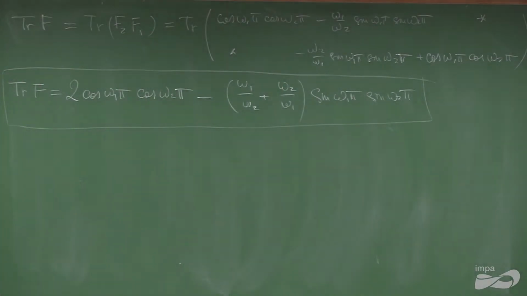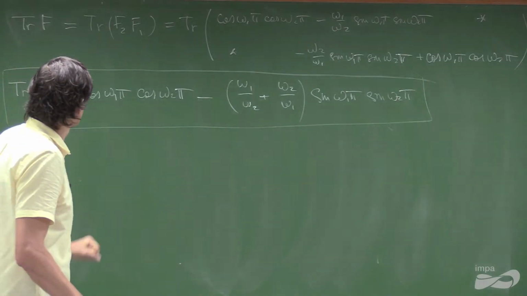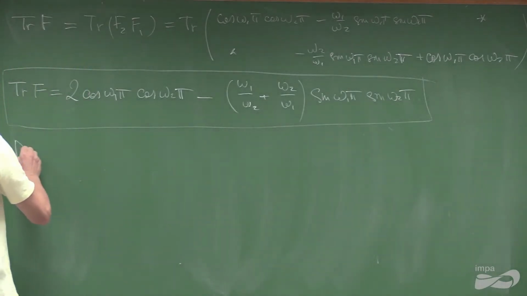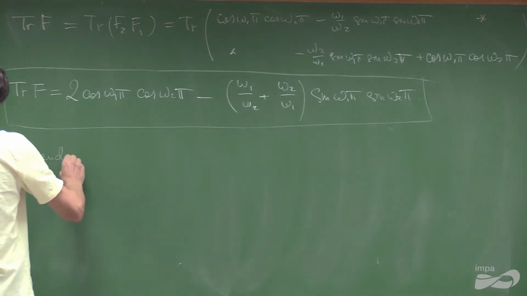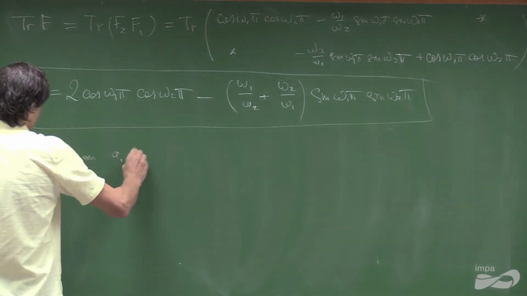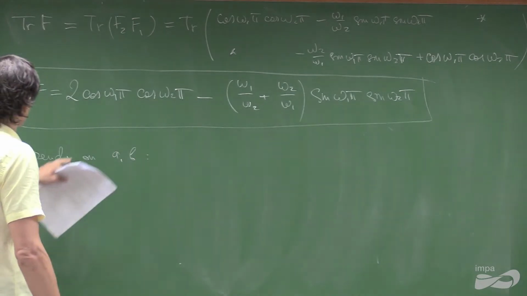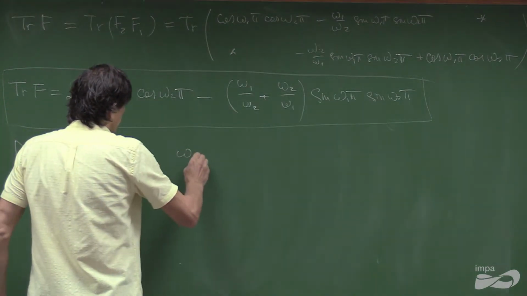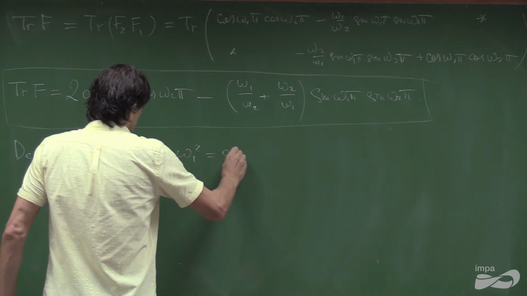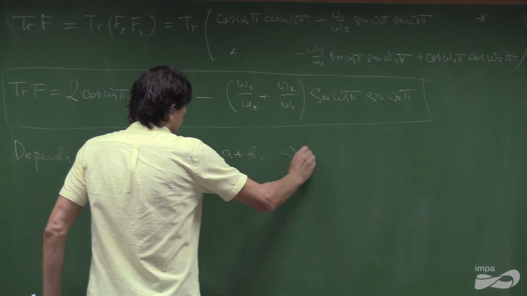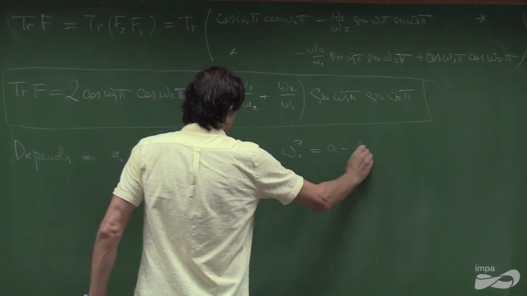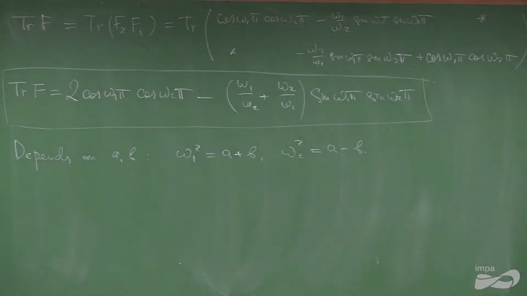So what's left is just to see whether the trace, in absolute value, is bigger than 2, smaller than 2, or 2. And this, of course, depends on parameters A and B. And now remember what A and B are. A and B give you omega 1 squared is A plus B, and omega 2 squared is A minus B. This is what it was.